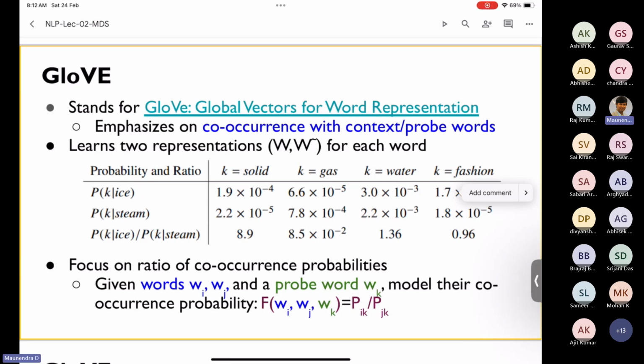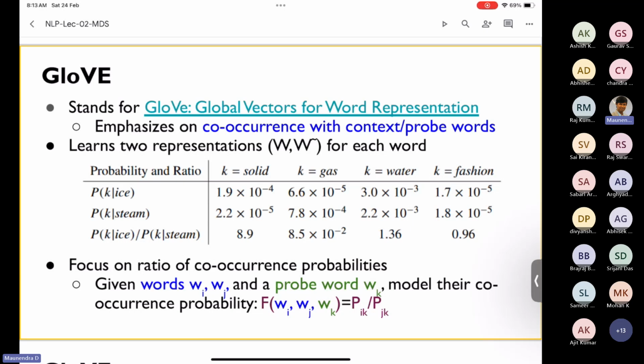All right. So we focus on this ratio of co-occurrence probabilities, which is there on the third row. For k equal to water, we see that the ratio is 1.36, which is very close to 1. That means these co-occurrence probabilities are both either very low or very high. For 0.96 also, it's very close to 1, which means the co-occurrence probabilities of k given ice and k given steam are again very low in this case. So we take the ratio of two very low things, and it comes close to 1.